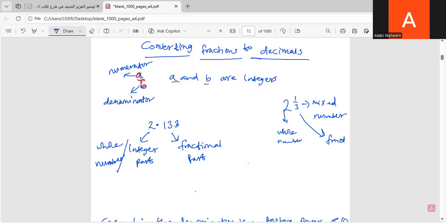While a decimal is a number in the form, for example, 2.133. This is called the decimal point. The number before the decimal point is the whole number part or the integer part. The ones after the decimal point are the fractional part. So we have two parts: before the decimal point is the whole number part or the integer part, and after the decimal point is the fractional part. So that's the decimal. Let's now see how to convert fractions to decimals.